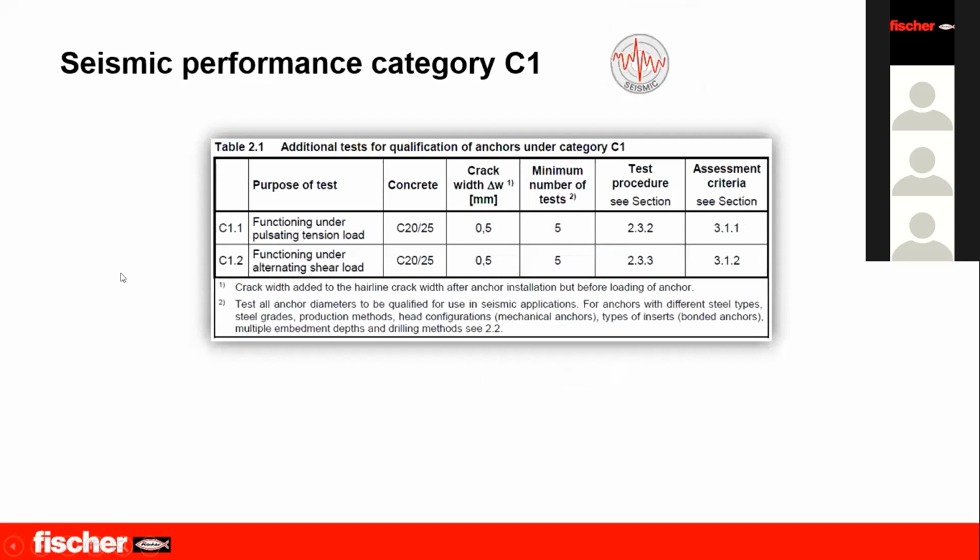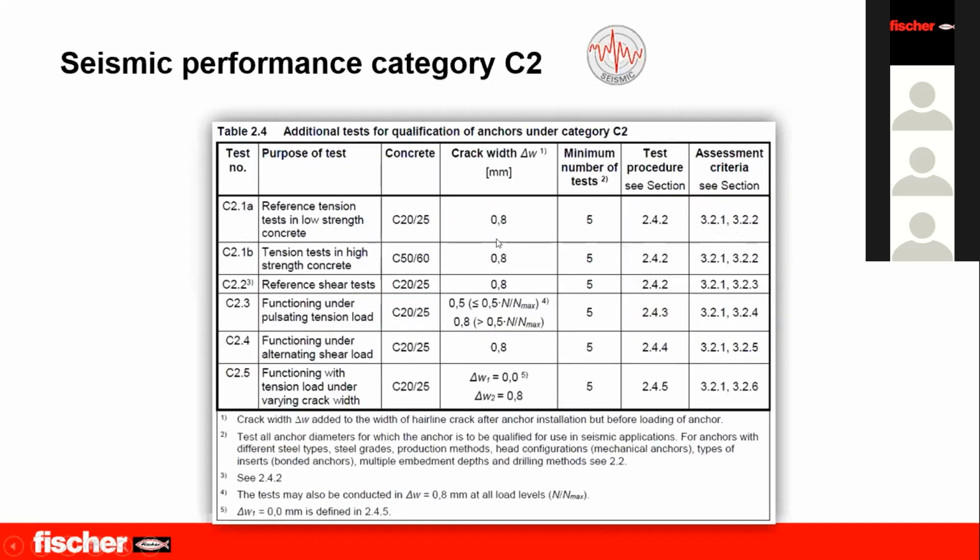Now, the second thing we should focus on in the concrete is the seismic. What about the seismic? We can divide the seismic category into two categories, C1 and C2. C2 is more dangerous than C1. The main difference between category 1 and category 2 is the crack width. In category 1, the anchor is tested under a crack width of 0.5 millimeter, while in seismic performance category 2, the anchor is tested under a crack width of around 0.8 millimeter.